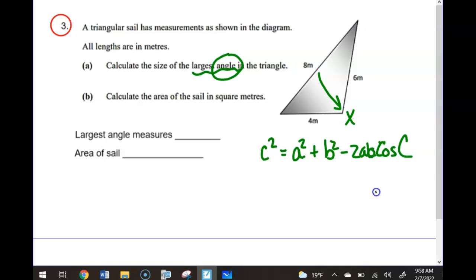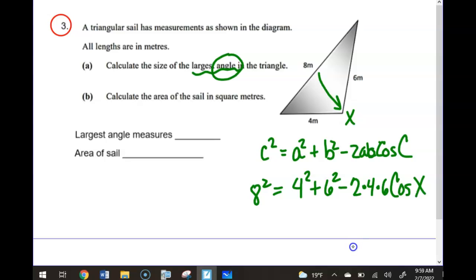All right, where am I going to put the numbers? What are a and b, guys? The ones next to the angle that we're looking for, right? So we have a 4 squared plus a 6 squared, and over here that is an 8 squared, because we're going to work this one backwards to find the angle. So then it's minus 2 times 4 times 6 times the cosine of, I'll call it x since it's x on my picture.